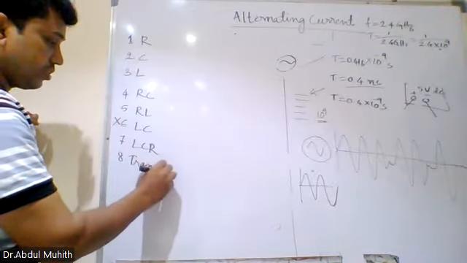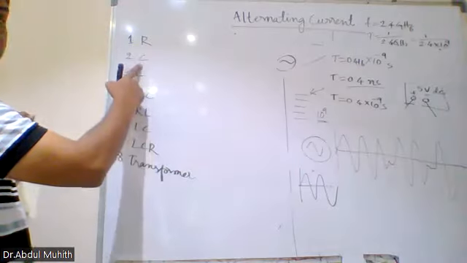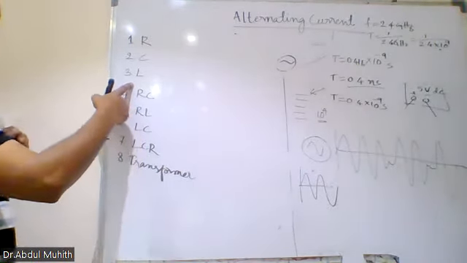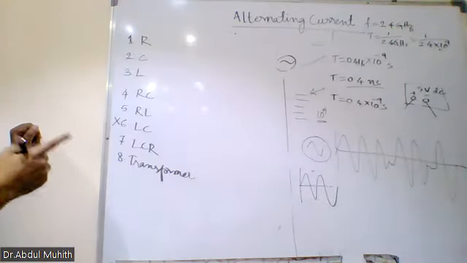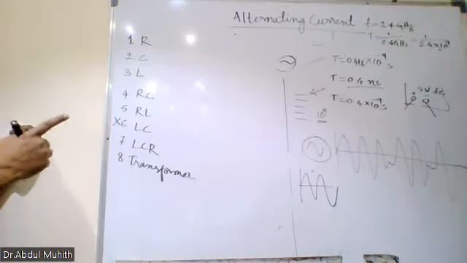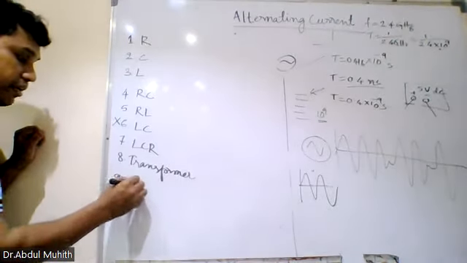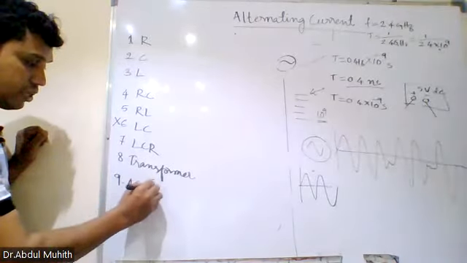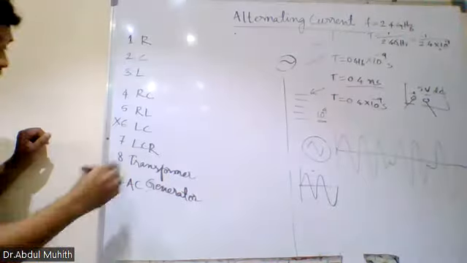So what is LCR circuit? R stands for resistor, C stands for capacitor, L stands for inductor, which stores magnetic energy in the form of a magnetic field. RL is resistor and inductor, like in a transformer. And last I will teach you the AC generator, which is pending from the last chapter. But a lot of this is deleted.